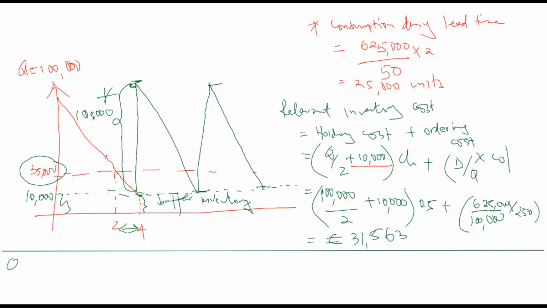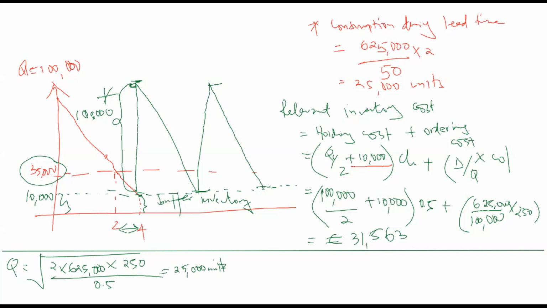Okay, so the Q proposed by the EOQ is equal to the square root of 2 times demand, 625,000 units, times the cost per order, 250 euros. We divide by the holding cost per unit per year, which is 0.5 euro. So the Q proposed by the EOQ will be how much? 25,000. The Q proposed by the EOQ policy is equal to 25,000 units. Okay, now, having known that, we can get the cost.